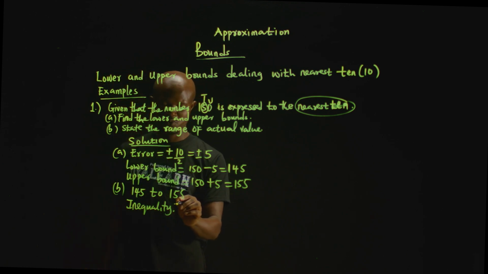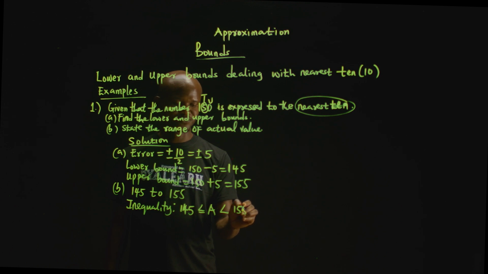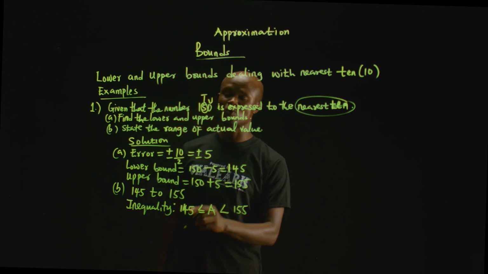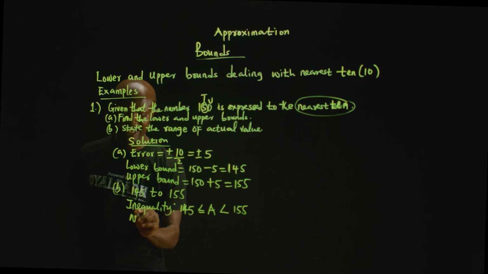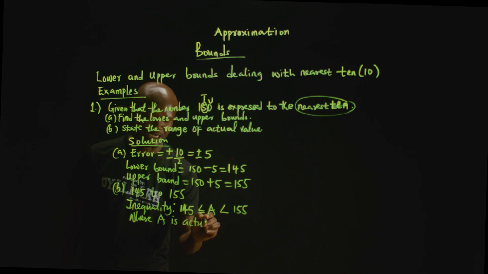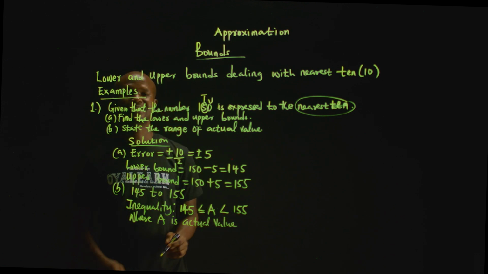In inequality form, what do we have? That is 145 less than or equal to A, less than 155, where A is the actual value. That is the solution to the problem.